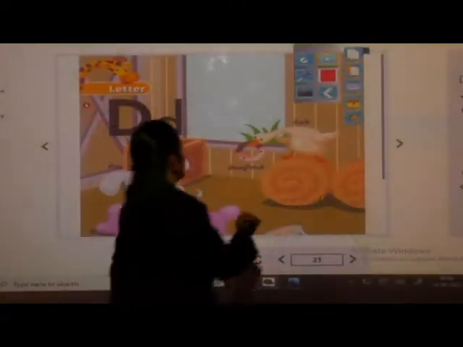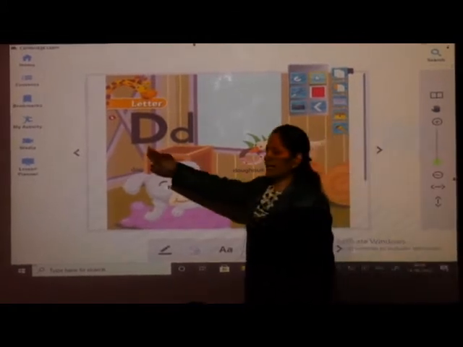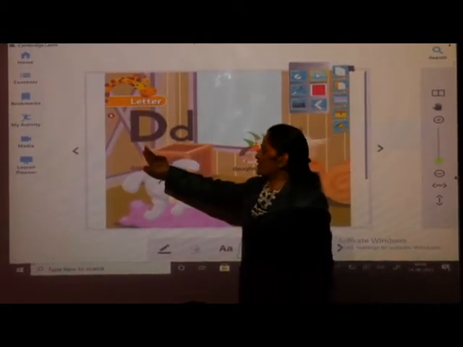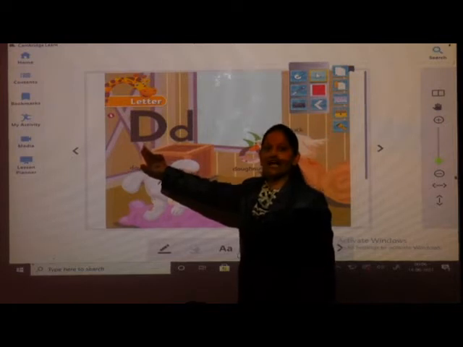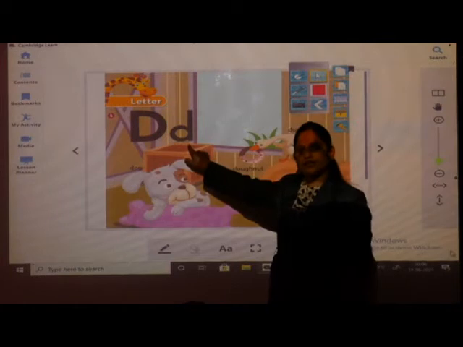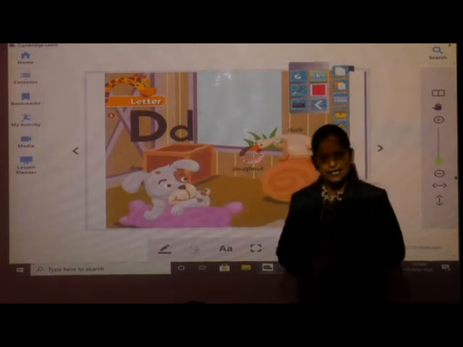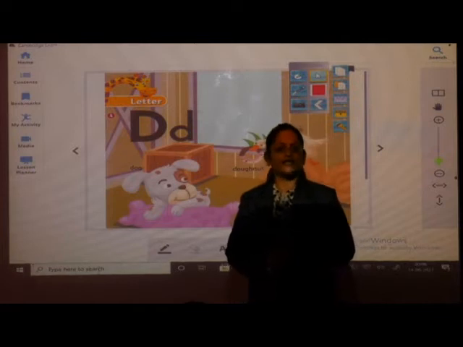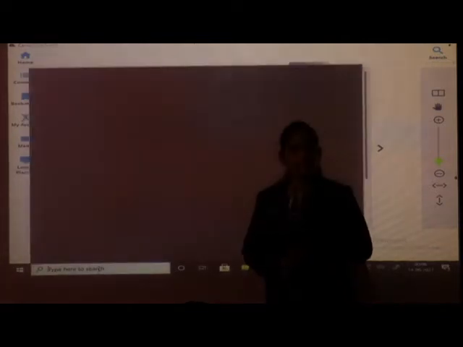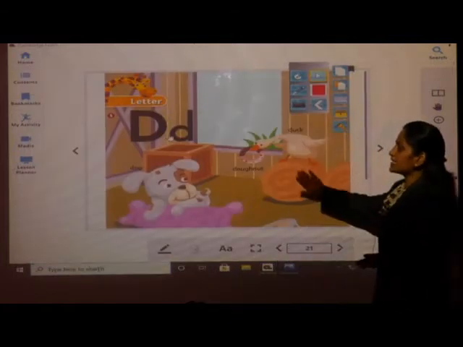So children, see here what you can see on this page. Yes, letter capital D. Which letter is this? This is capital letter D. And this is small letter d. Okay. So the phonic sound of letter D is D. What is the phonic sound of letter D? It's D. Okay. So we will read some words.